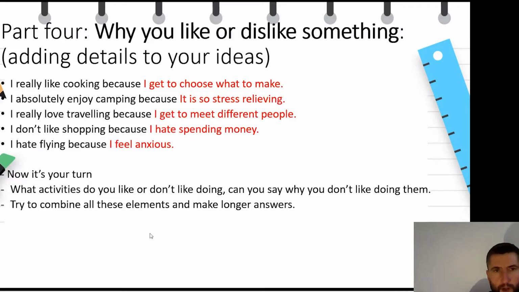And in part 4, why you like or dislike something. Still adding details to your ideas. So we've got some examples here. I really like cooking because I get to choose what to make. I absolutely enjoy camping because it is so stress relieving. I really love traveling because I get to meet different people. I don't like shopping because I hate spending money. I hate flying because I feel anxious.